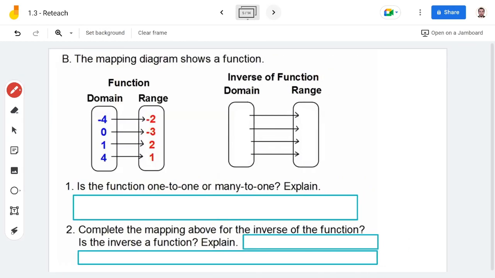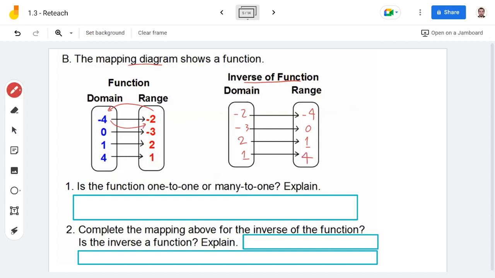Now let's take this example. The mapping diagram shows a function, which is negative 4 to 2. Now let's write the inverse. For the inverse, we just switch between the domain and the range. So it will be negative 2, negative 4, negative 3, 2, 1, and here 0, 1, and 4.